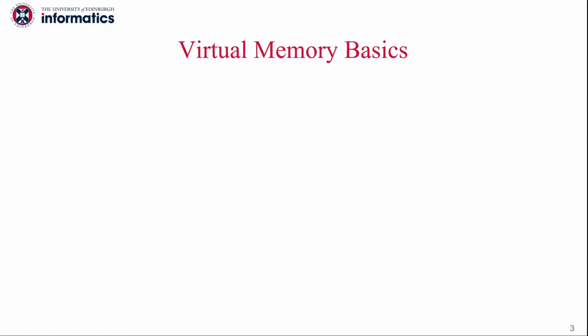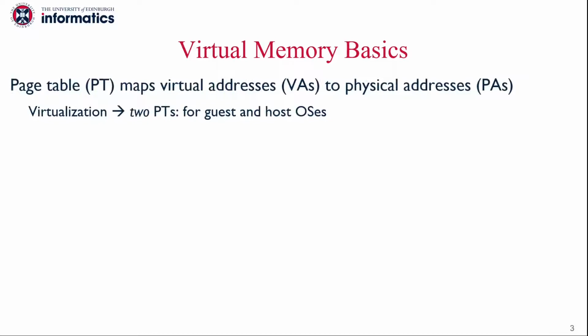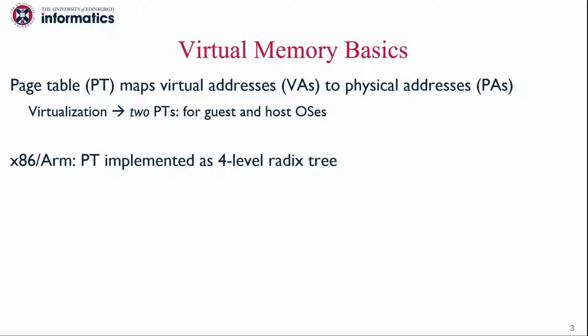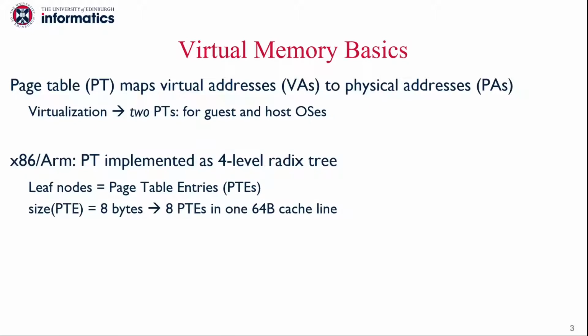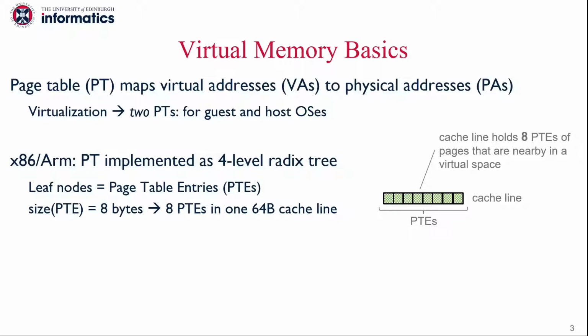To understand what the sources of the performance bottleneck are, let's review the virtual memory basics. So, mappings of virtual to physical addresses are stored in a page table. Under virtualization, both guest and host page tables are implemented as radix trees whose leaf nodes are called page table entries or PTEs. Each PTE is 8 bytes. As a result, 8 PTEs can fit into one 64-byte cache line. Moreover, a cache line contains PTEs for nearby virtual pages.